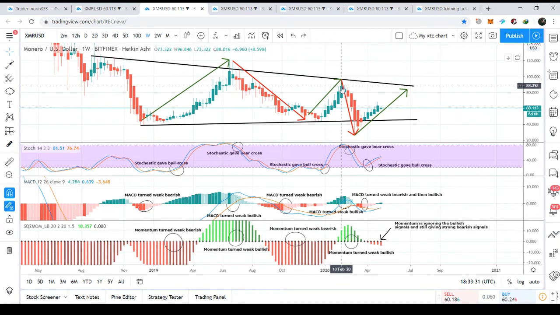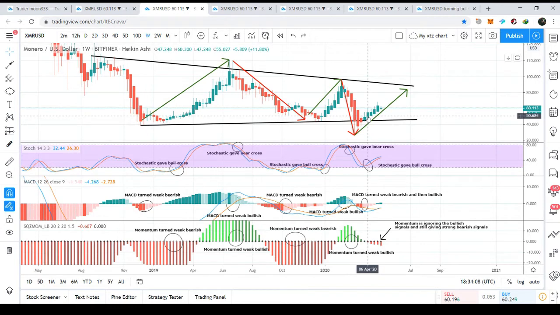And after that, we can again see that the stochastic has given the bear cross, and the MACD turned weak bullish from strong bullish, and this momentum indicator also turned weak bullish from strong bullish on the candlestick of 2nd March, and we witnessed a major drop. Even though the price action hit a spike beyond the support of this wedge, this support was very strong. Therefore, we can see that soon the price line retraced back into this wedge again.